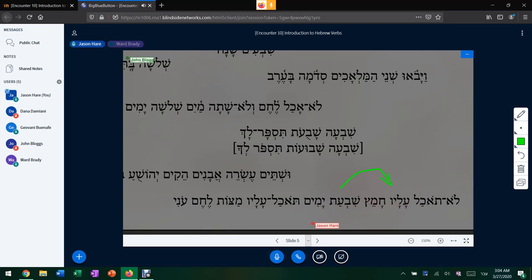The accents that are written on it are mecha here. If I can write with a pen. Oh, my pen is dead. Oh, there it is. Mecha and tevil, which is one that looks like this. If you look in the text, it will have these accents written on it. And to me, that's disjunctive enough that it breaks here and that it goes with the previous. That's how I would interpret it according to the accents.